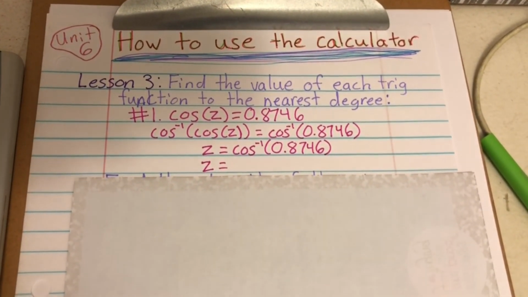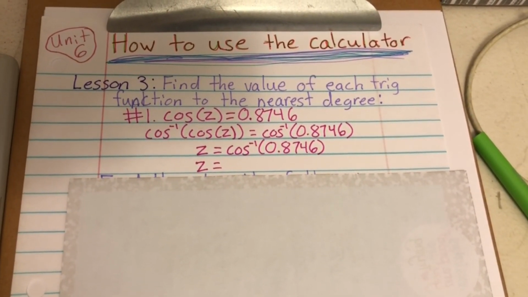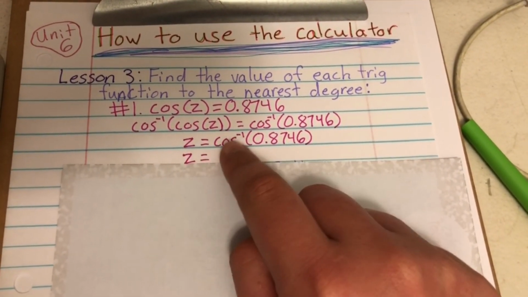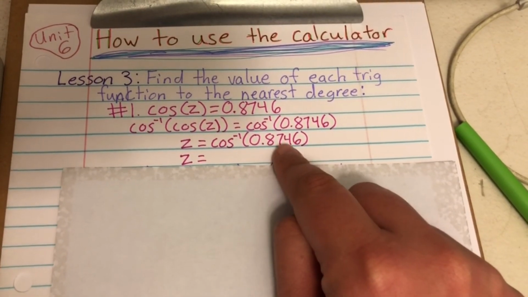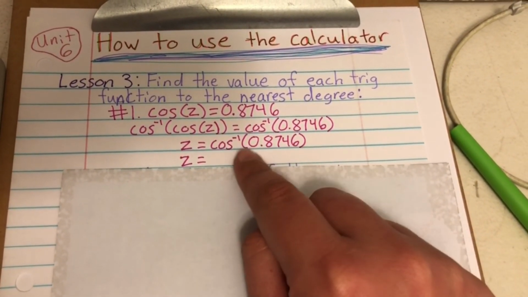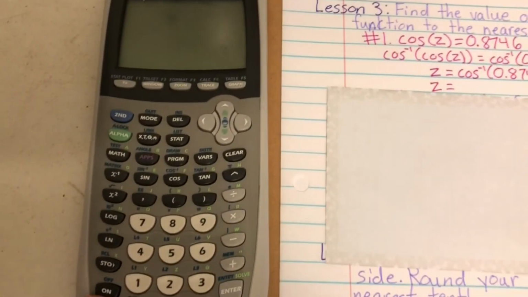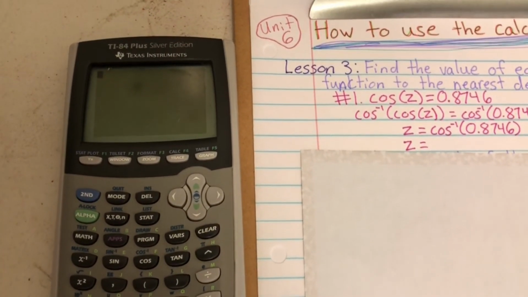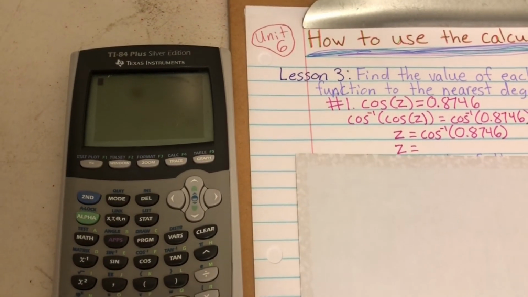So if you want to know where all these numbers are coming from and how I set it up, you can look there. So I got it to where I have z equals the inverse cosine of 0.8746. So I want to put all of this on the right side into the calculator. So I'm going to turn on my calculator. Now in Unit 6, we are only dealing with degrees. We're not dealing with that word radian that pops up.